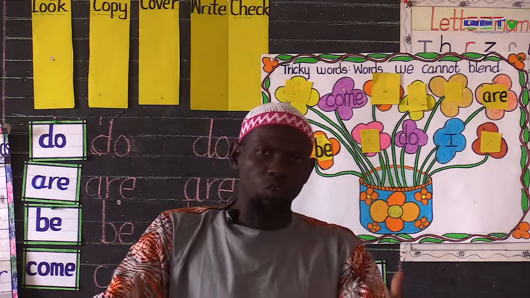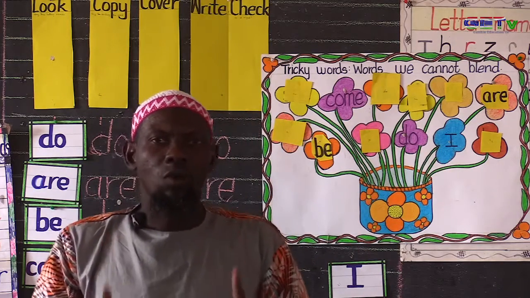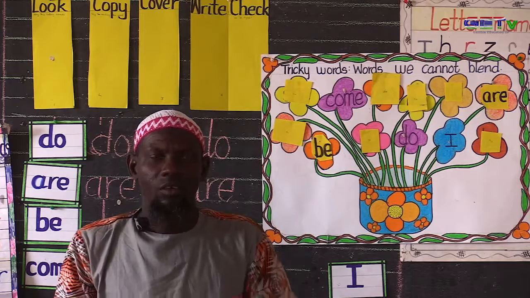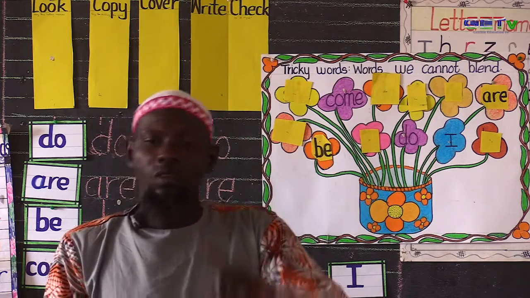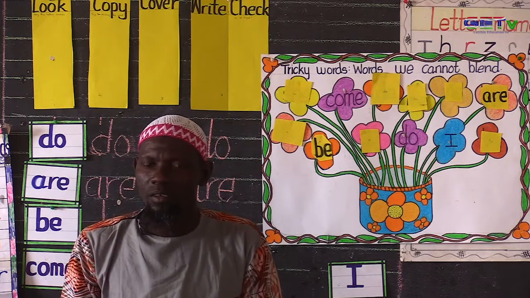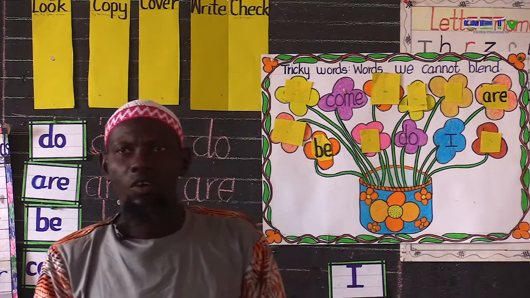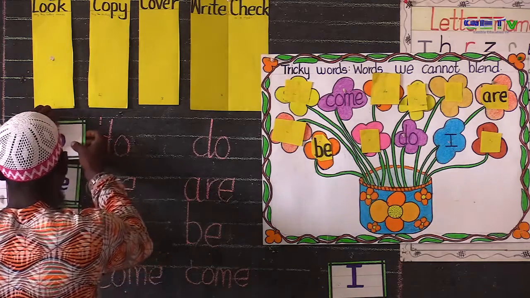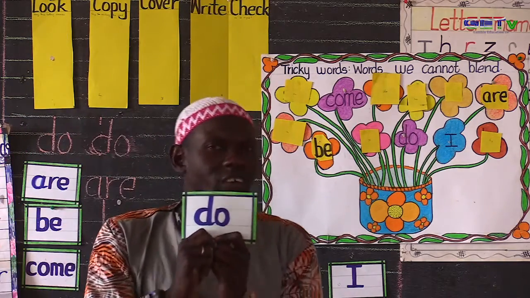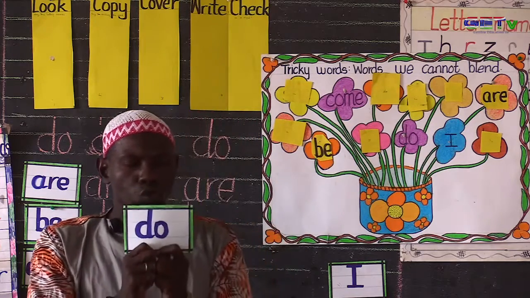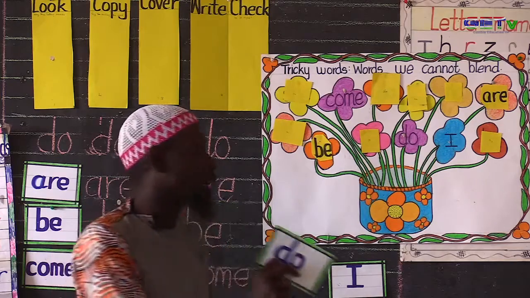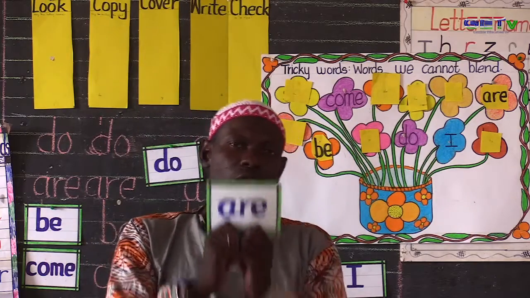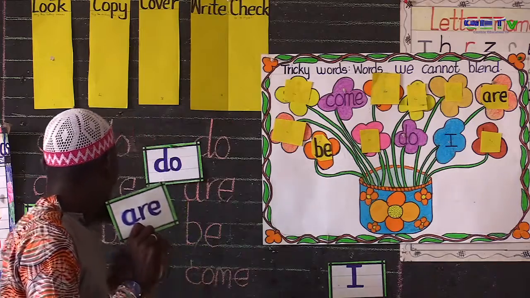That's why we said it goes like this. Tricky words are words that we cannot blend. Are we together? Tricky words are words that we cannot blend. Do is a tricky word. Tricky words are words that we cannot blend. Is a tricky word.